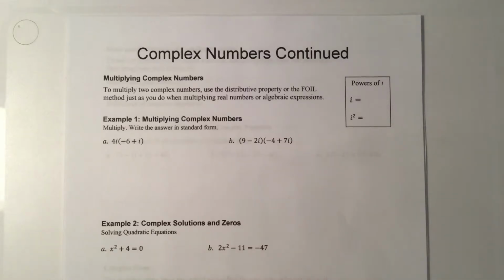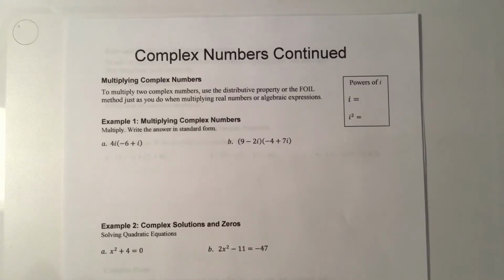All right, so this is the continuation of complex numbers. So last time we discussed how to add and subtract, how to simplify radicals with an i. We talked about how to also graph them, okay? So here we are going to be multiplying complex numbers, and then we're going to be solving, all right?